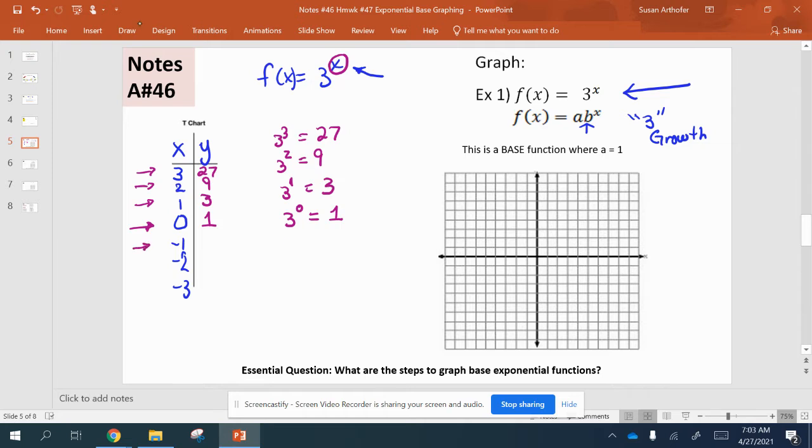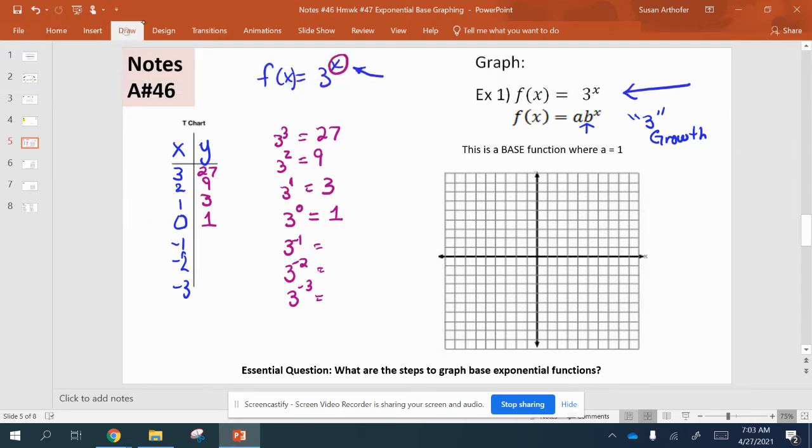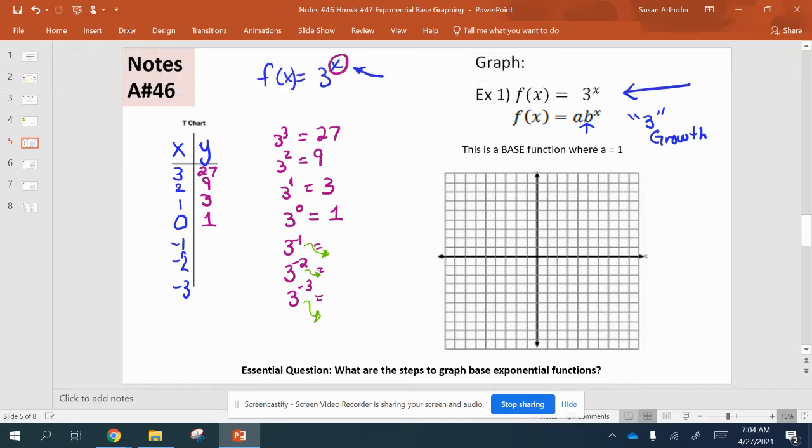Now we have to do our negatives. 3 to the negative 1, 3 to the negative 2, 3 to the negative 3. Write those down so you have some good math in your notes. What do we do when we have 3 to the negative 1? Do you remember what your rules are? We're supposed to dive it down. 3 to the negative 1 means we dive it down. Well, 1 over 3 to the 1 is just 1/3, isn't it?